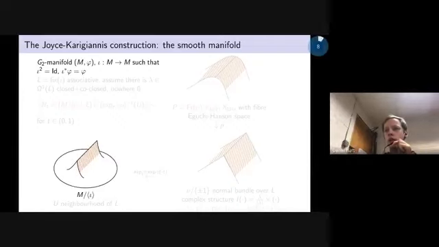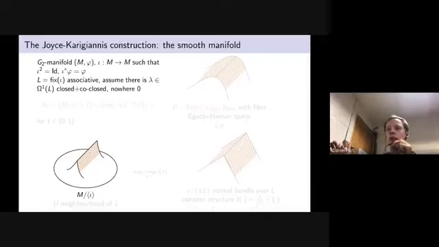So take a look at the bottom left. There I drew for you M mod iota. That's an orbifold, which is smooth in most points and has orbifold points wherever iota had a fixed point. Now let's write L for the fixed point set of iota, and it follows from the fact that iota preserves the G2 structure that L is an associative submanifold. So it's 3-dimensional and associative.